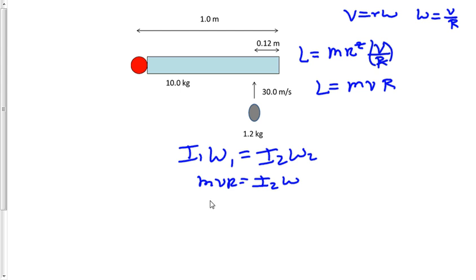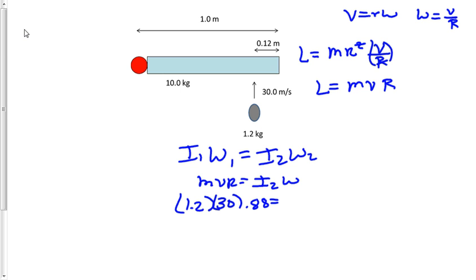Okay, so let's take a look at this here then. The mass of this putty is 1.2 kilograms. So we're going to multiply that by the velocity, which is 30 meters per second, so times 30. Now again, multiply that by the radius of 0.88. Now what comprises I2 for this example? Once the putty hits it and sticks to it, we'll have a door moving plus a piece of putty in it. So we're going to need to know the moment of inertia for both of these.